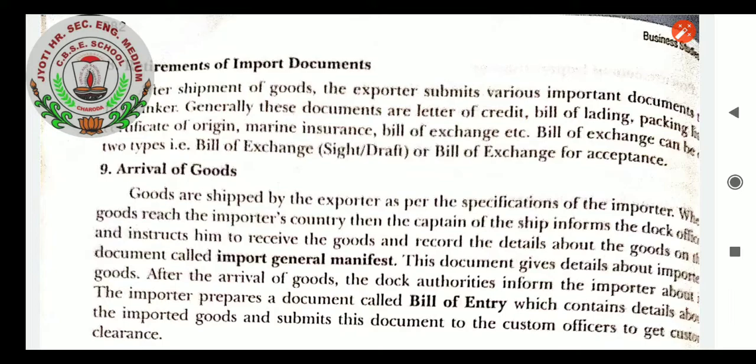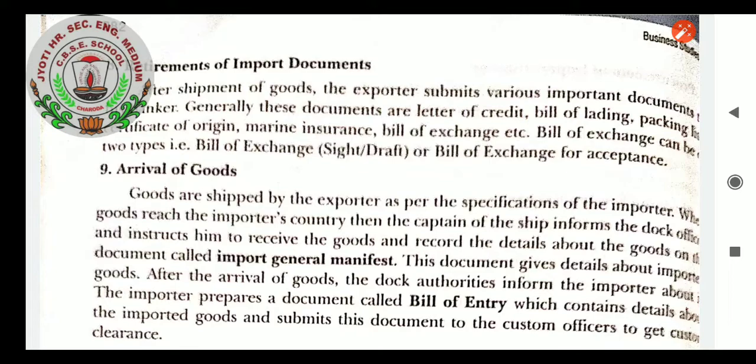After the arrival of the goods, the dock superintendent or the dock authorities inform the importer about the same. The importer prepares a document called Bill of Entry, which contains details about imported goods, and submits this document to the custom officer to get custom clearance. So this is the arrival of goods arrangement done by the importer, which is the ninth step.